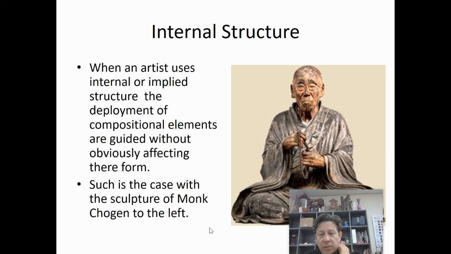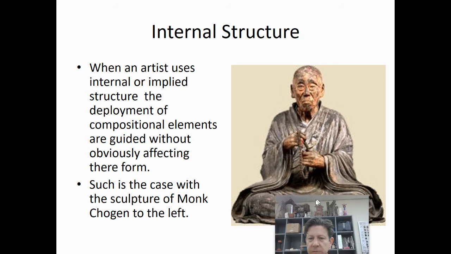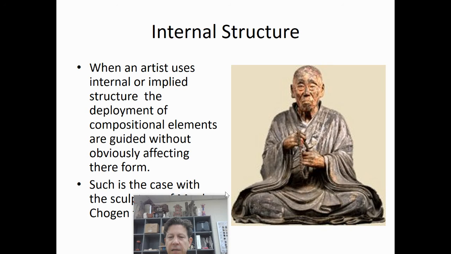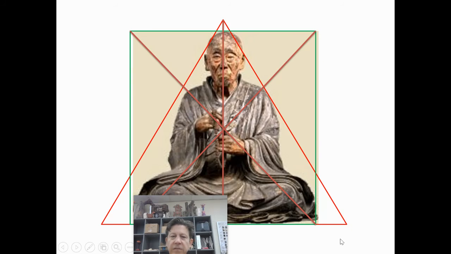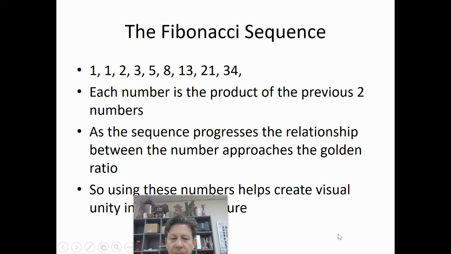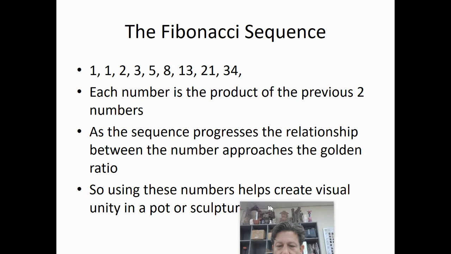This is a famous sculpture of a monk, Kogen. And it seems pretty standard, but then when you start to analyze it a little bit more, you realize that it has its own internal structure. He fits into a triangle, he fits into a square, the center of that square. He holds beads, which are his prayer beads, so that we're naturally drawn to the activity that he's participating in. And that, in fact, gives it a sense of unity.